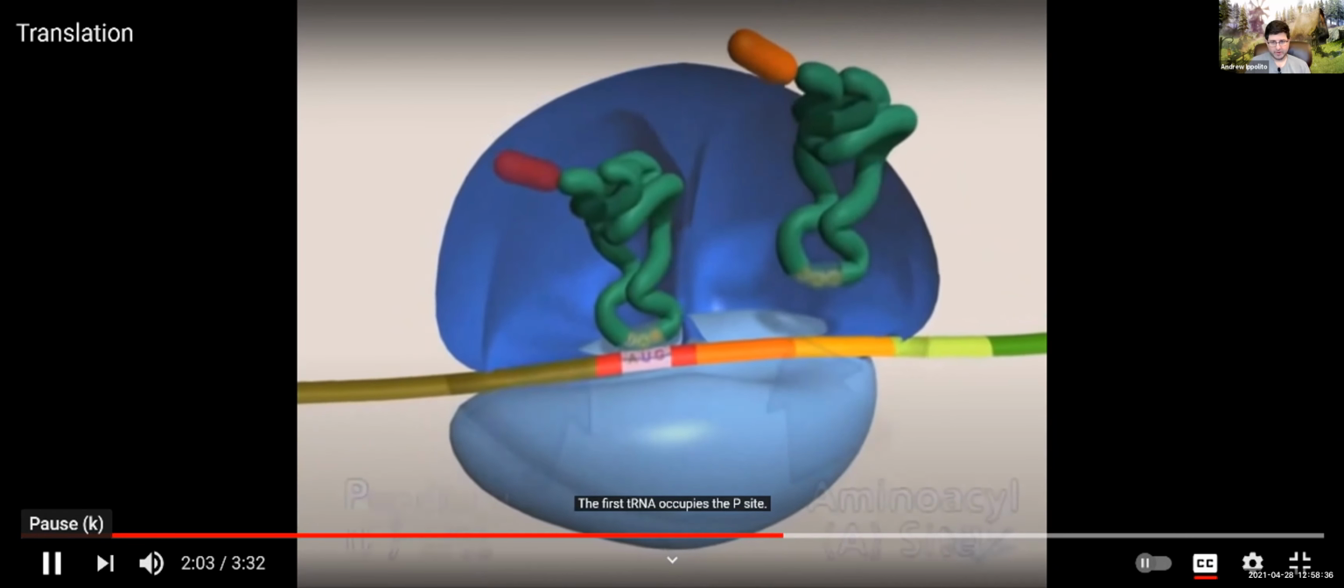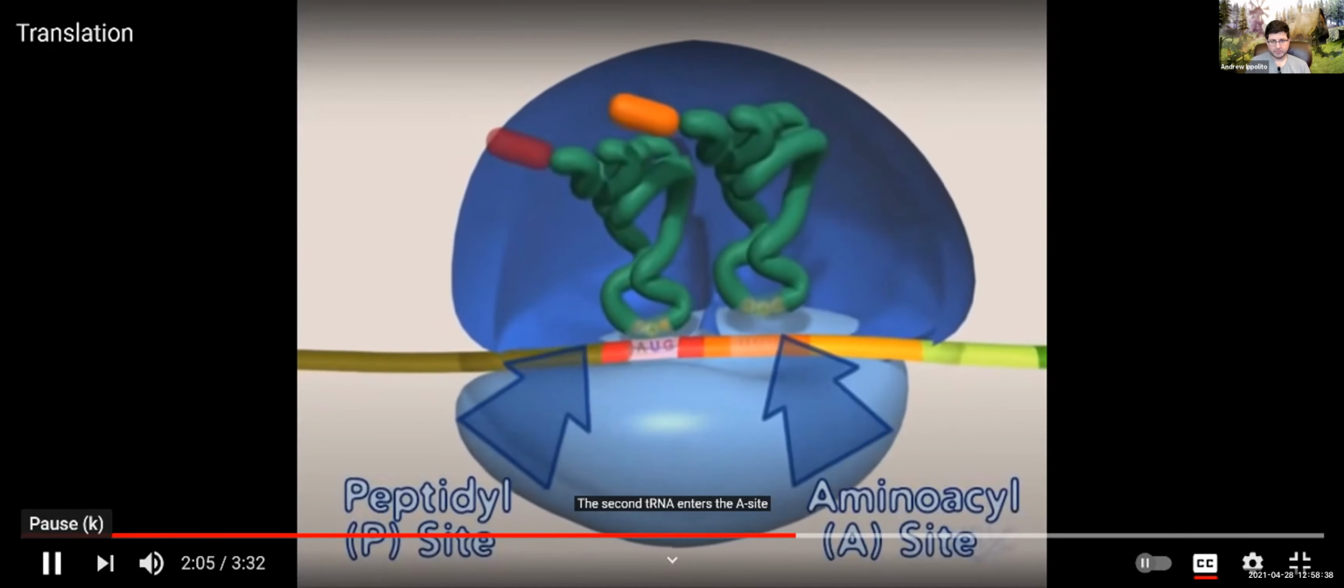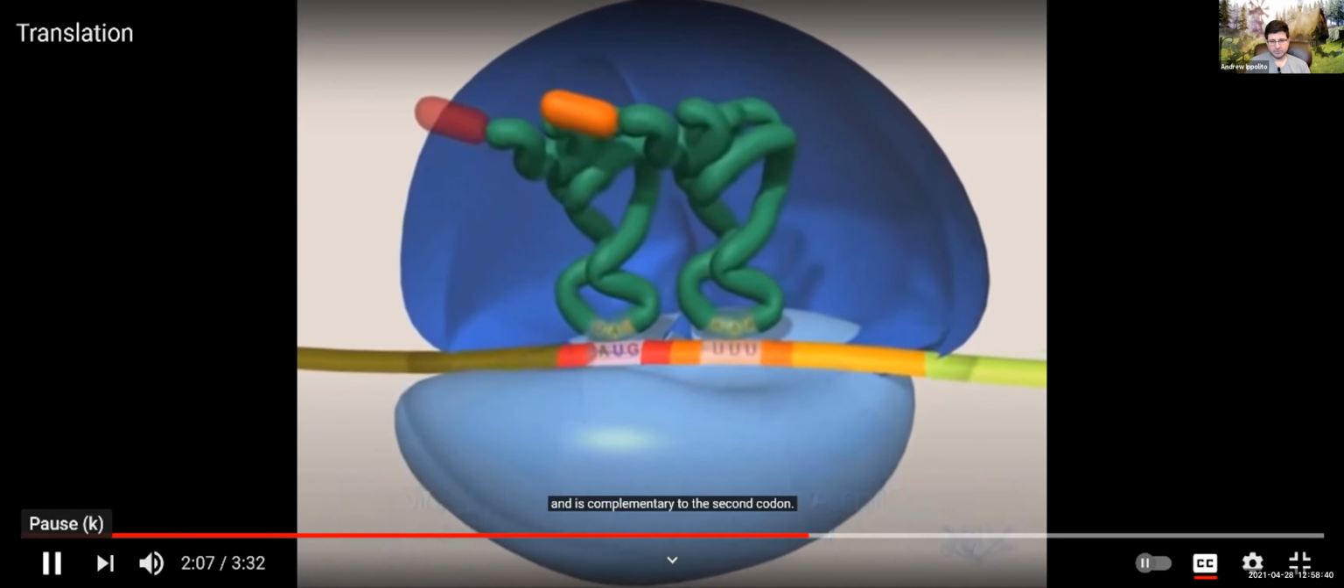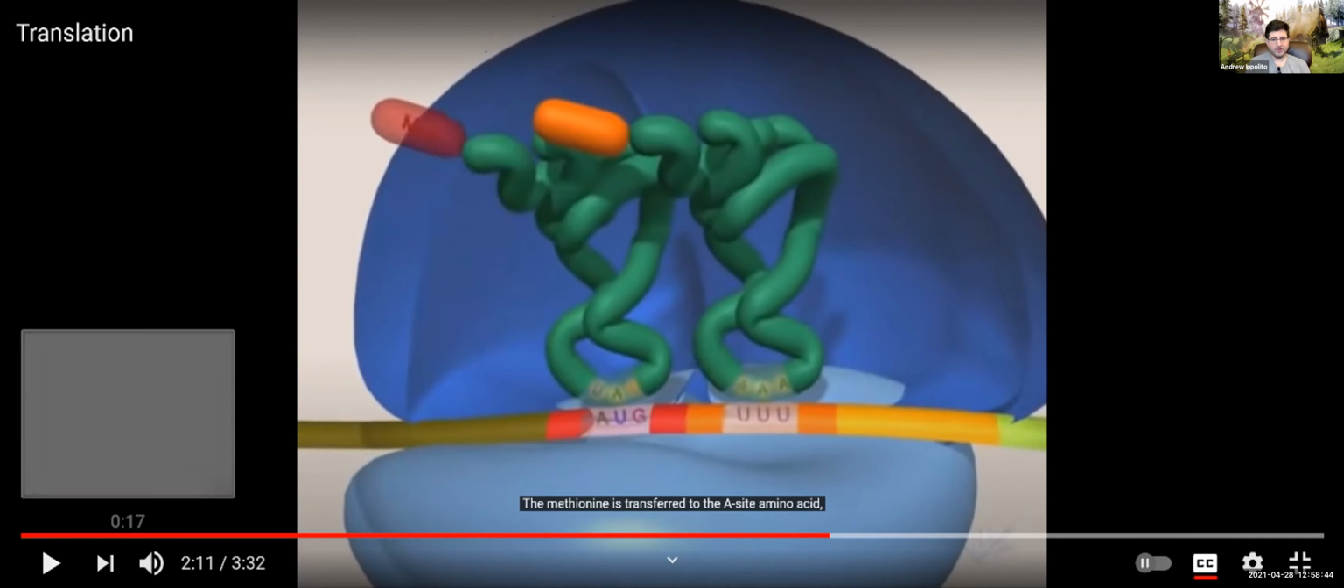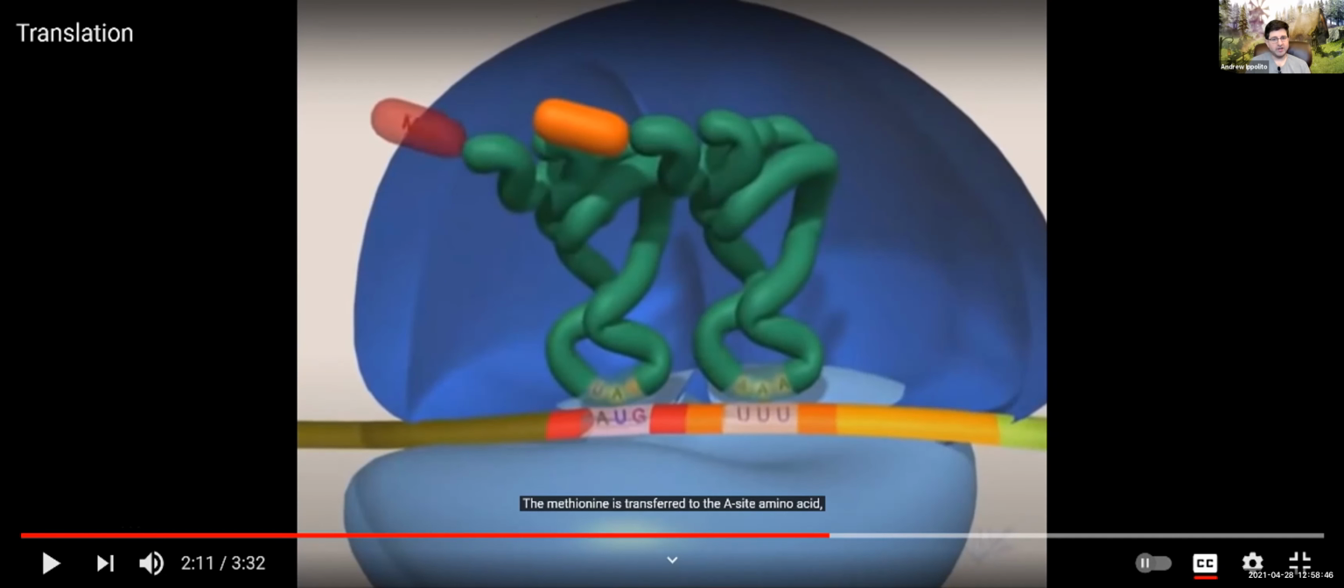The first tRNA occupies the P site. The second tRNA enters the A site and is complementary to the second mRNA codon. Pause it to absorb this here. So here's your start codon. Here's the anticodon. Here's your initiator tRNA. There's a methionine. Can you guys see my mouse? Okay, so that's the P site. The A site here, UUUAAA. Here's the second amino acid.